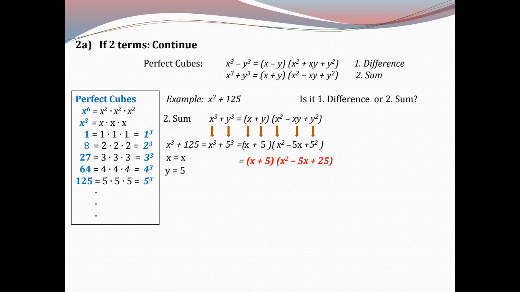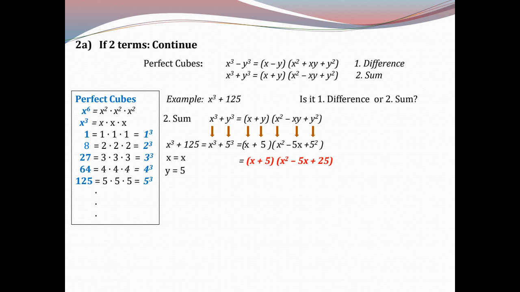Now x is still x, excuse me. So we have the x squared minus xy. Again, x is x, the y is 5, so that gives me minus 5x. The y was 5, so 5 squared. So let's simplify. Our factorization is x plus 5 times x squared minus 5x plus 25.